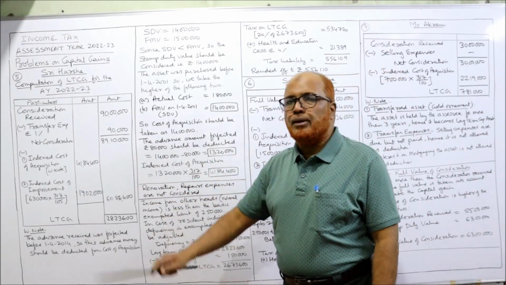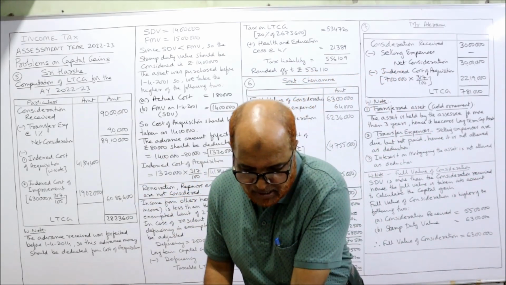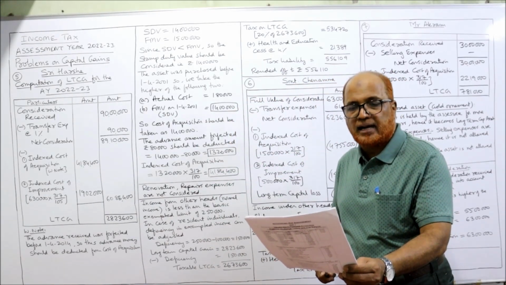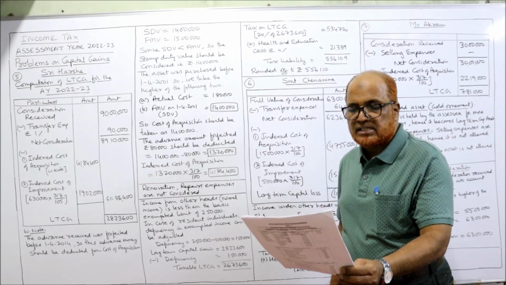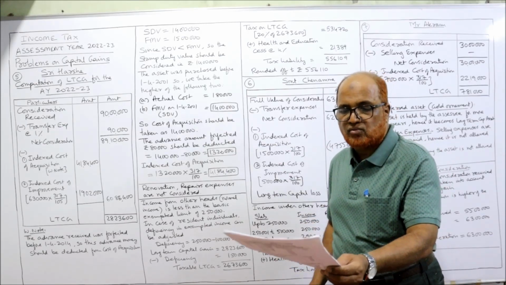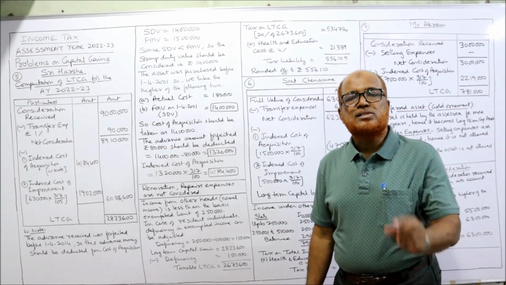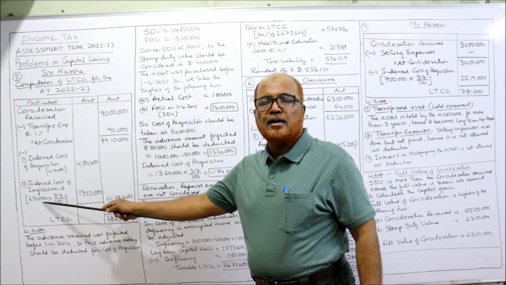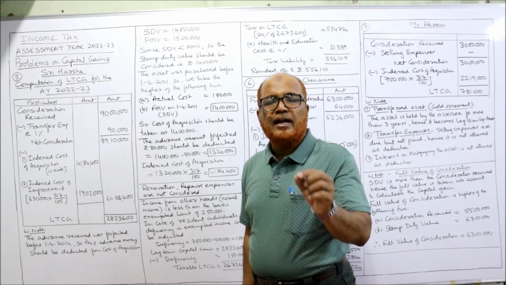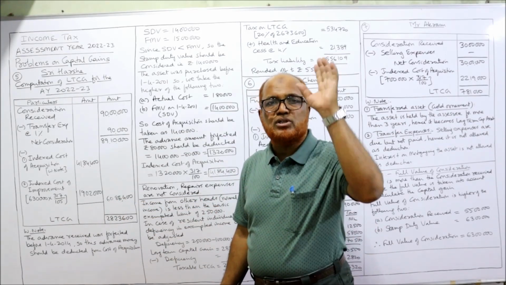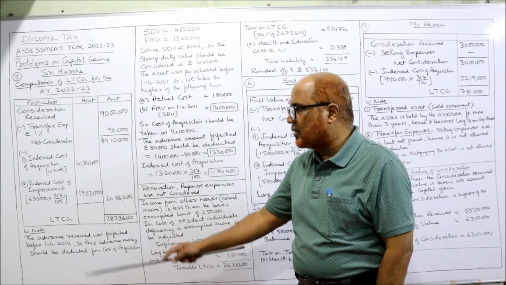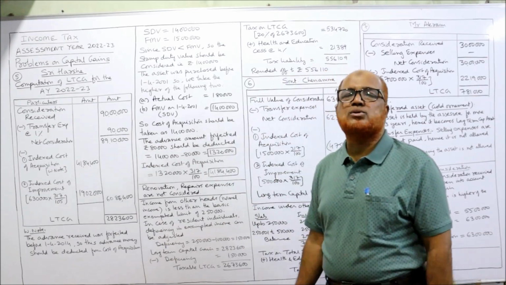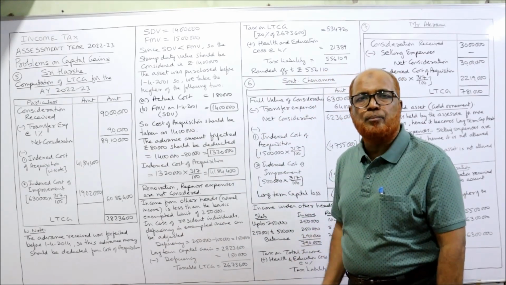Now indexed cost of improvement. It is given some rooms are added. During the previous year 2002-2003, one more floor is added to the building at a cost of 6,30,000. Cost inflation index 105. So 6,30,000 is the improvement made. One more floor is added. Current year index 317 divided by index number of the year in which floor was constructed. It is given in the problem 105. So 317 by 105, 19,02,000. This is the indexed cost of improvement.